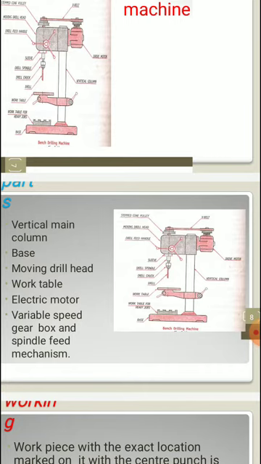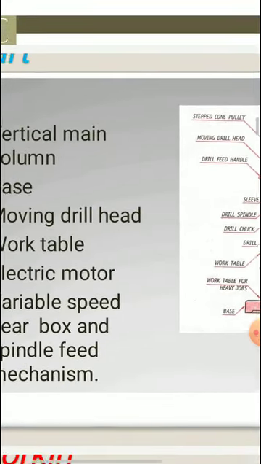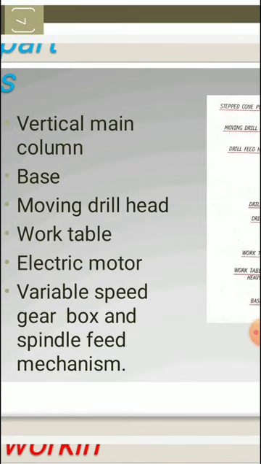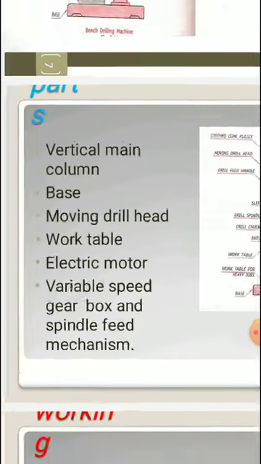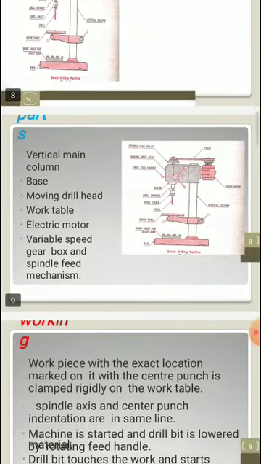Then there is the electric motor, of course, which as I stated provides the power for the operations of the drilling machine. Then there is a variable speed gearbox and spindle feed mechanism. According to the spindle and the rotating drill feed handle, we can set up different speeds. So there is a variable speed gearbox containing the same.